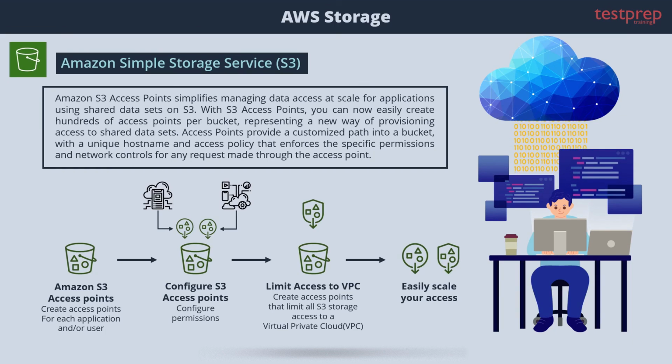Amazon S3 Access Points simplifies managing data access at scale for applications using shared datasets on S3. With S3 Access Points, you can now easily create hundreds of access points per bucket, representing a new way of provisioning access to shared datasets. Access points provide a customized path into a bucket, with a unique host name and access policy that enforces the specific permissions and network controls for any request made through the access point.